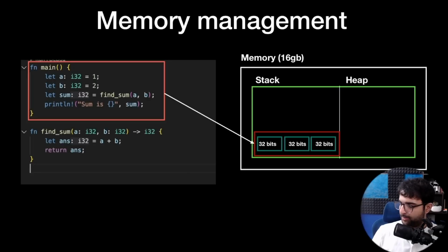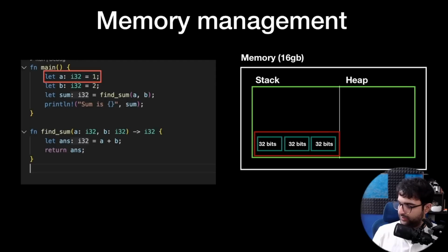Initially, when the main function is called, the main function is what gets put onto the stack. The very first stack frame is of the main function. And how much space does it take? It takes 96 bits of space because we want to define 3 numbers here eventually. Then the first variable gets stored, let's say over here. The second variable gets stored, let's say over here.